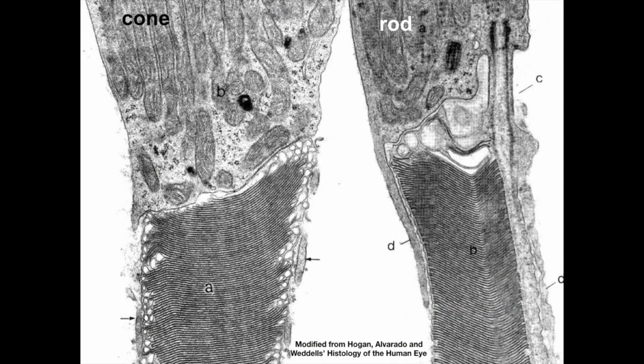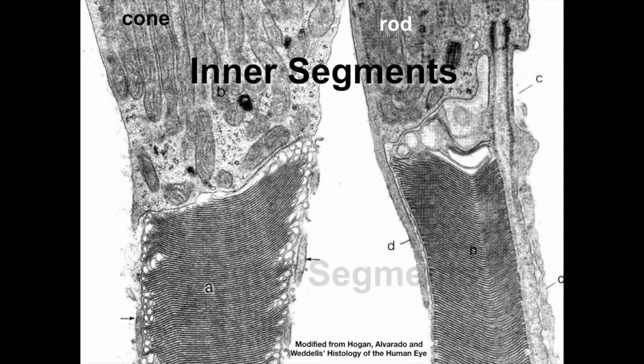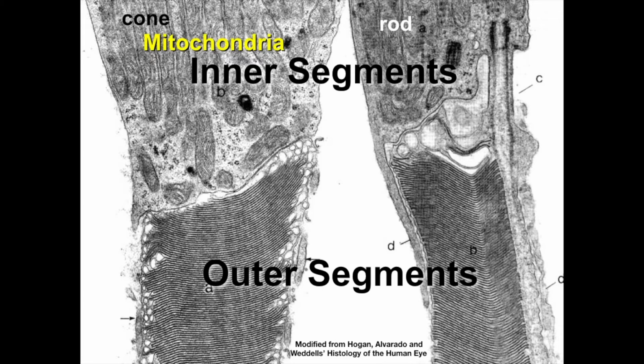The junction between the inner and outer segments of a cone and rod photoreceptor are shown in these classic transmission electron micrographs from Hogan, Alvarado, and Weddell's textbook of ocular histology. The inner segments are tightly packed with mitochondria that provide energy for the photochemistry of vision. The mitochondria are found in the ellipsoid zone of the inner segments.